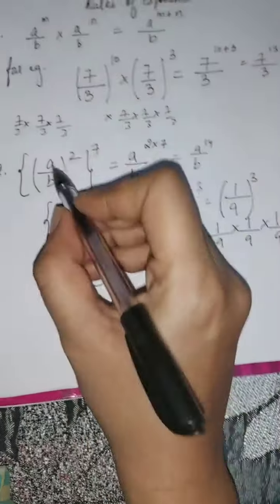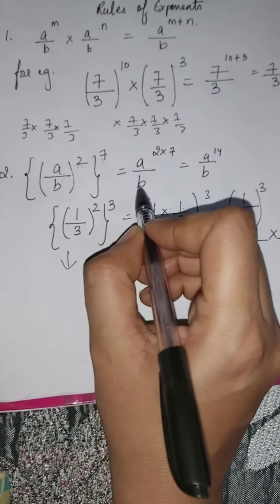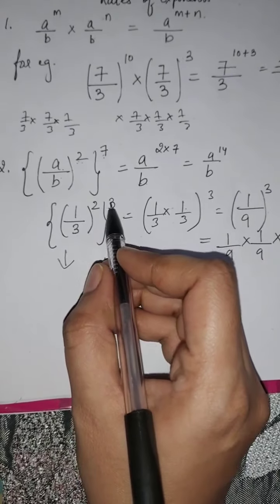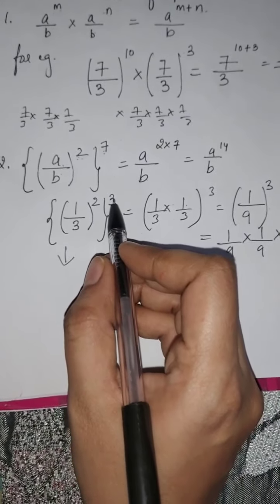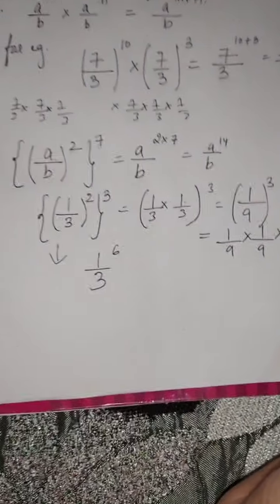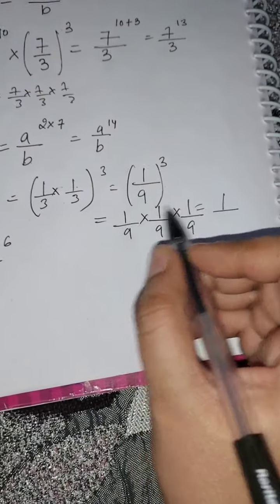We write this fraction once, 1 upon 3. See, we have to write the same fraction here. We write the same fraction and then we do what? We multiply the two powers, 3 into 2. Okay, that is how much? 6. Okay. So if you see here, we'll get the same answer.